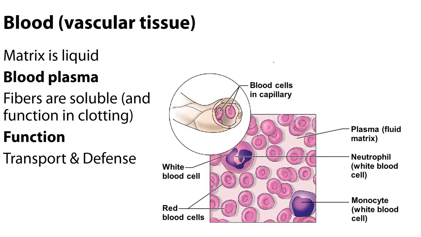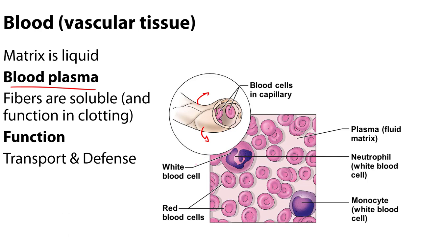And then in blood, it's different. The matrix is liquid, and the only time you see the fibers is when you have a blood clot, right? So unless you have a genetic predisposition towards something like hemophilia, where you're unable to form clots, you will find the fibers in the little plugs, the blood clot, which are eventually replaced by a scab. Right, so the matrix is liquid, and that's why we call it the plasma, the blood plasma. This is the stuff that leaks out of the vesicles and gives us our interstitial fluid, our lymph.